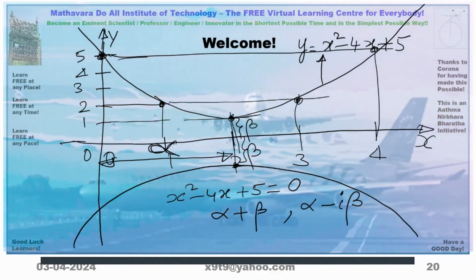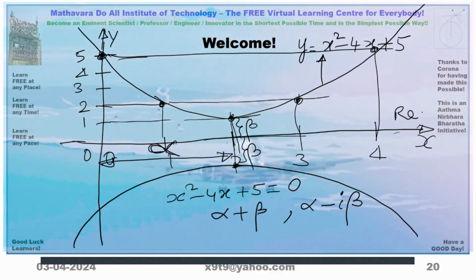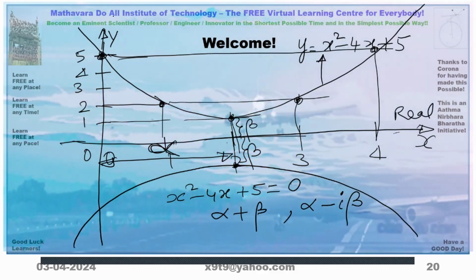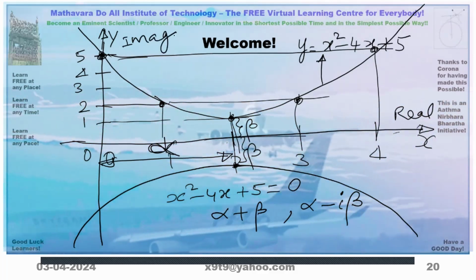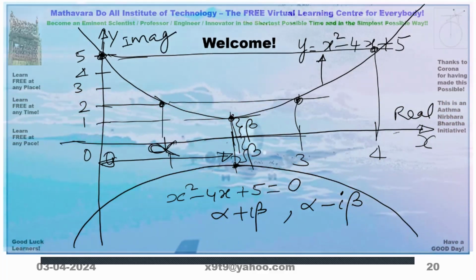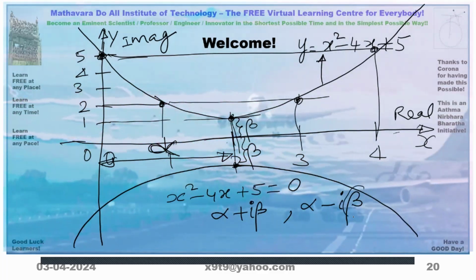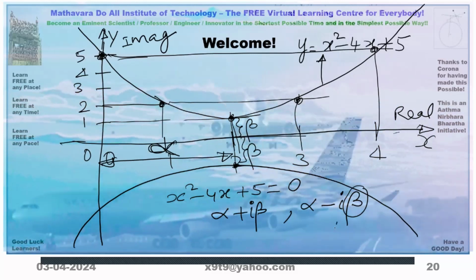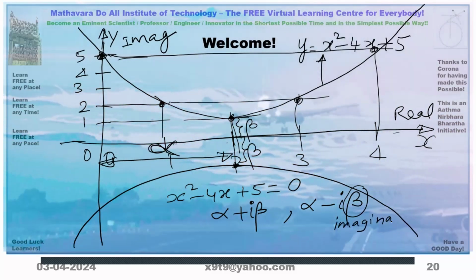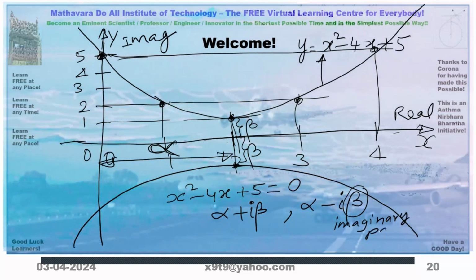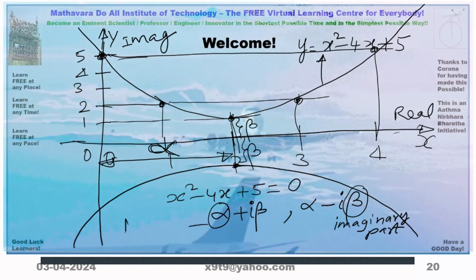Now here, this distance is called real. And this distance is called imaginary. Real is x and imaginary is y. So we will write an i here to indicate this is called the imaginary part. And this is called the real part.